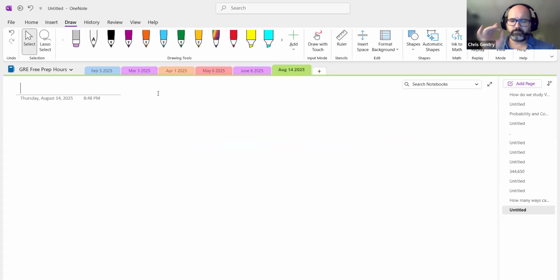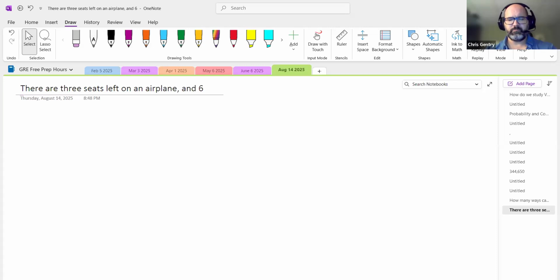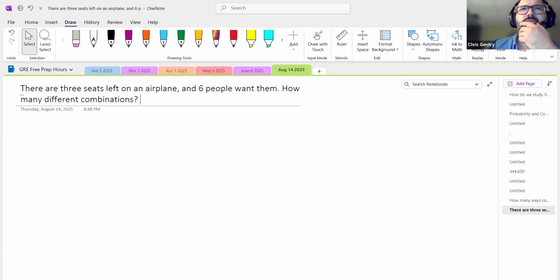There are 3 seats left on an airplane, and 6 people want them. How many different combinations can we have of the seated passengers? Everyone take a moment. Type in an answer in the chat when you're ready.